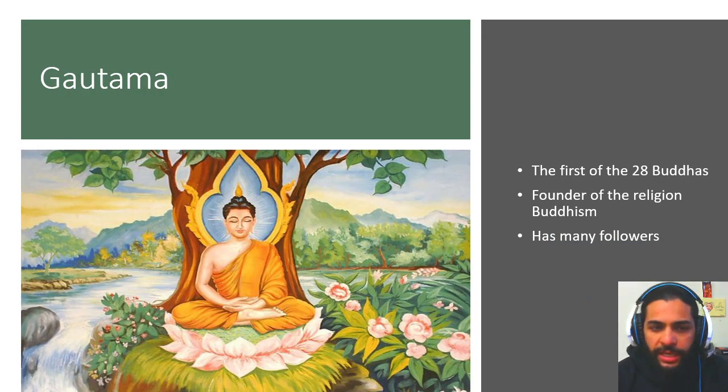Next character is Gautama, the Buddha. So the Buddha founded the religion of Buddhism. And as you can see in the background here, this is a beautiful spot in nature. This is called the Jetavana Grove, which is where he taught his followers. He taught them how to live enlightened and peaceful and happy and calm lives, free from desire, right? Free from any sort of material possessions and stuff like that.